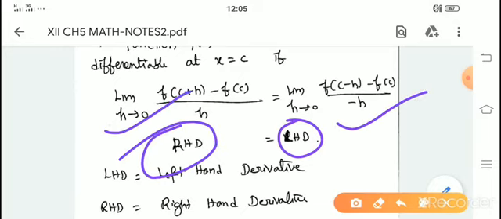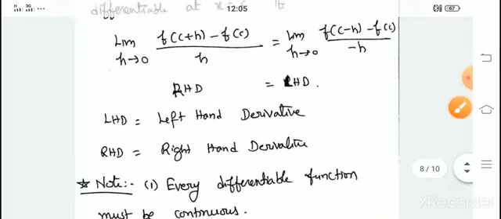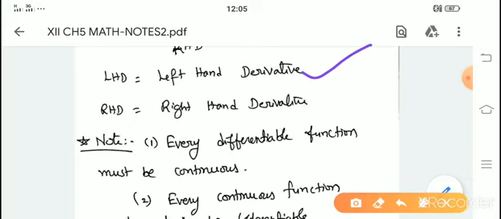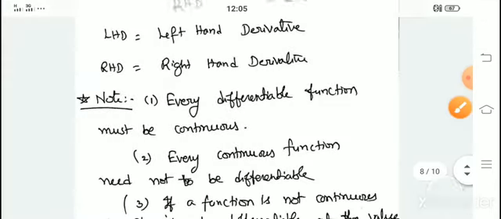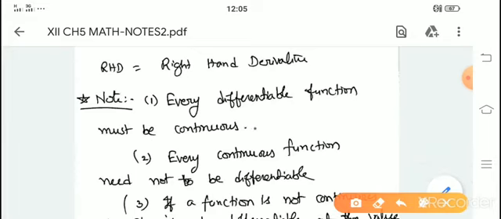Those two are equal, the given function is differentiable at x equal to c, you can say that. LHD means left hand derivative, RHD means right hand derivative. So remember, these are the important points, very important for objective. Every differentiable function must be continuous. That means if a function is continuous, you only have to check its differentiability. Every continuous function need not be differentiable.